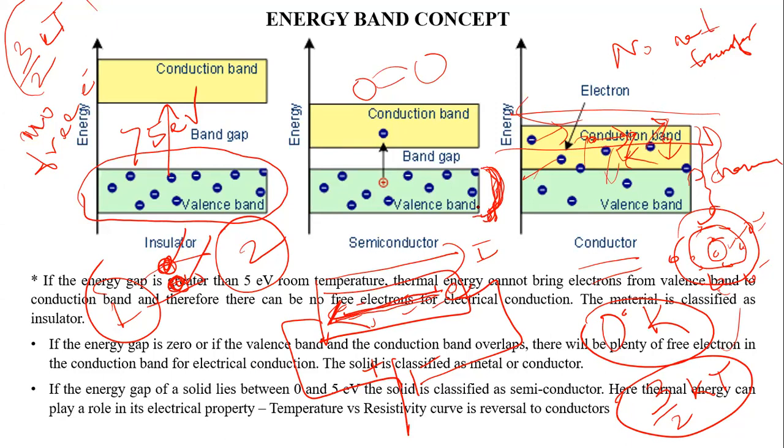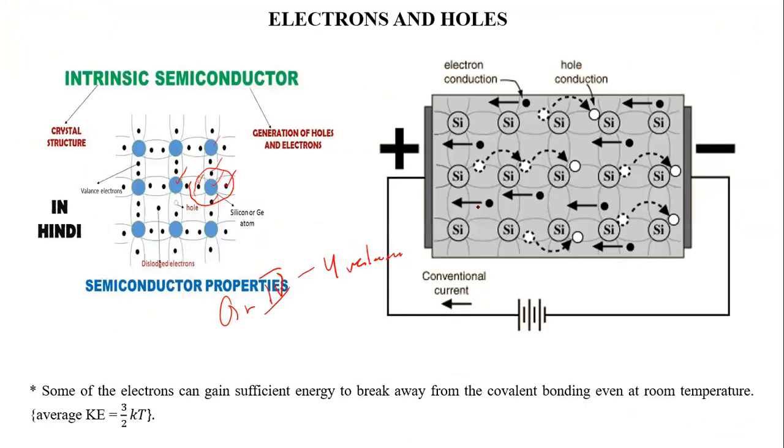But the difference between semiconductor and insulator here is that the energy required to detach this electron to become a free electron is quite low. Like, for example, at this point here, this is also another location for chemical bonding. So easily at room temperature, that is 3/2 kT energy, some of these electrons can detach.